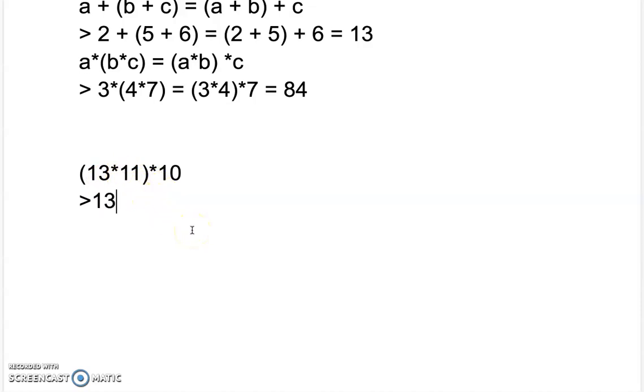So we get (13 × 11) × 10. But based on the associative property, we can put parentheses here instead. So this equals 13 times 110, which is easier than the previous one. So the answer is 1430.